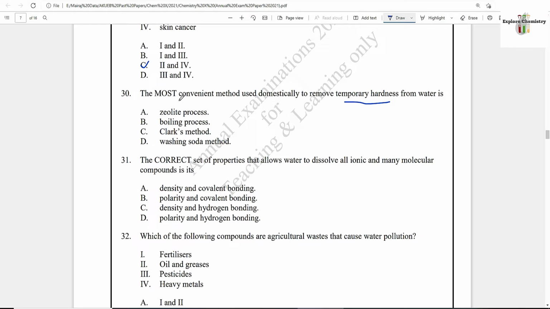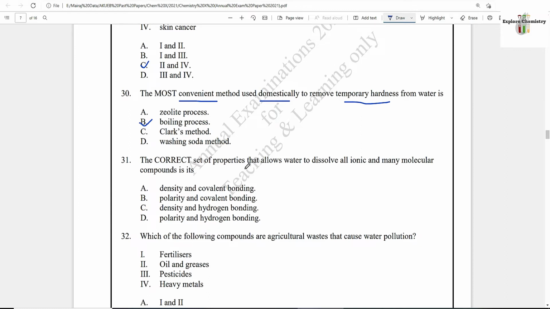Here it is written most convenient method used domestically. We will not use Clark's method domestically because for Clark's method we need lime water, and in every home lime water is not present. So boiling is the most convenient method which we can use domestically to remove temporary hardness. Zeolite process and washing soda method are used for permanent hardness removal.